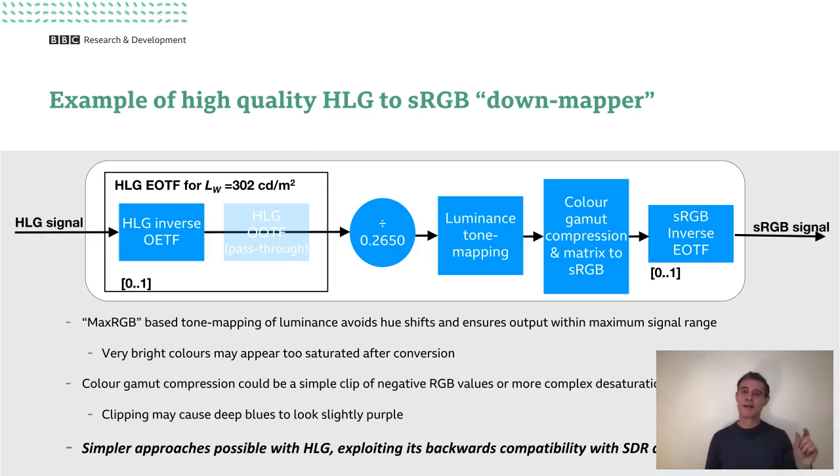The biggest problem you'll find is that some deep blues will tend to go a little bit purple. There are lots of ways of preventing that, or techniques to improve upon that, but they can get quite processor intensive, and also there's quite a lot of IPR in that area because it's a very interesting problem which a lot of people are working on. Just to say, however, with HLG, you won't necessarily always need this type of complex conversion, because you can exploit the backwards compatible nature of the HLG signal. And we're going to look at that now.